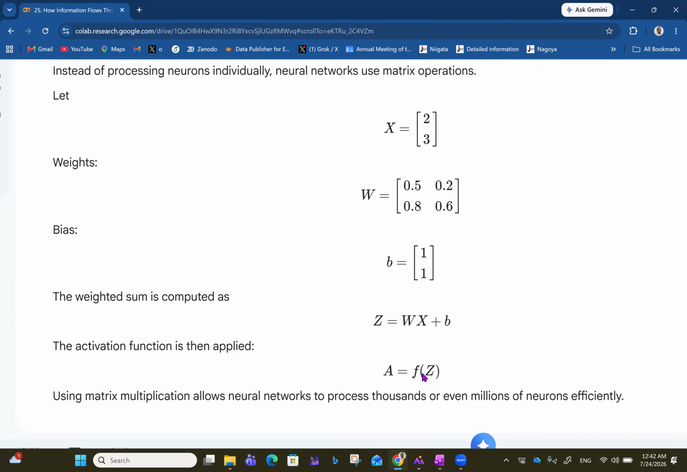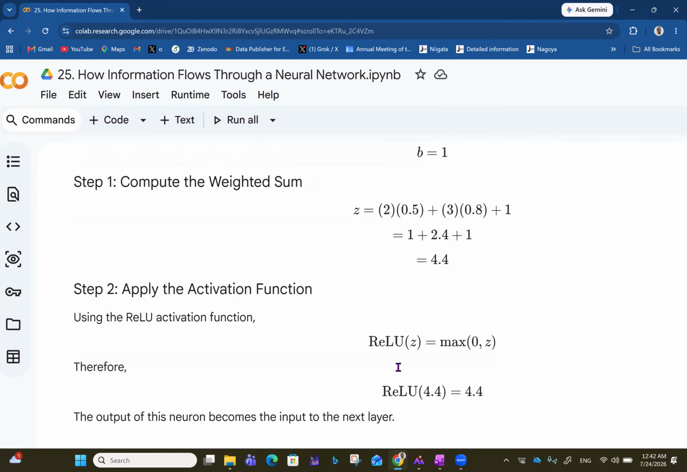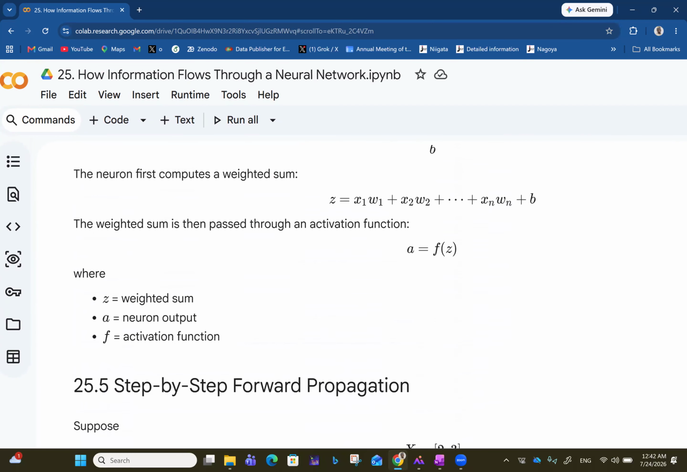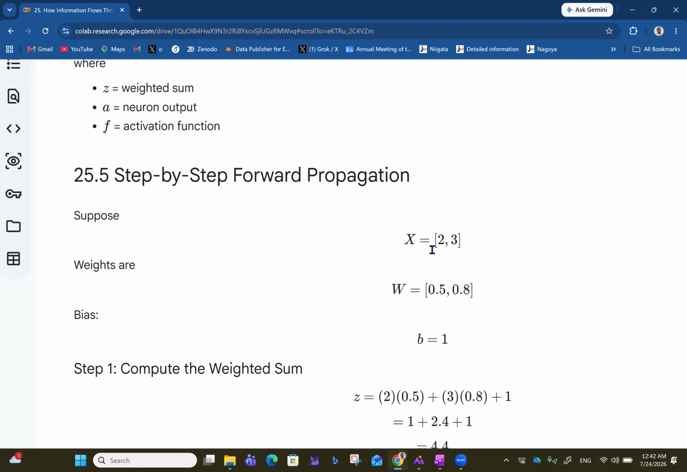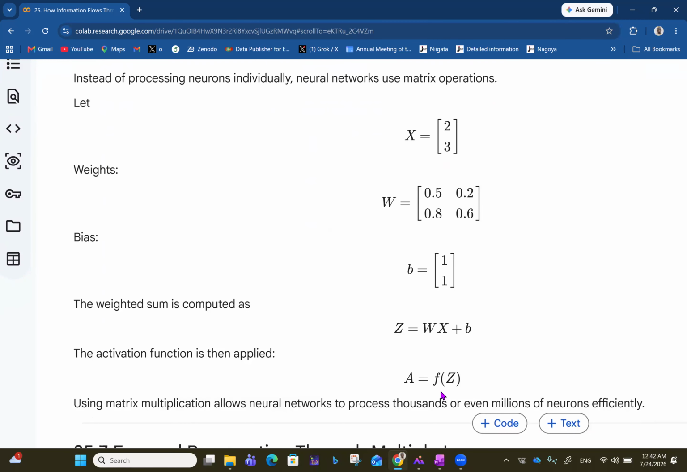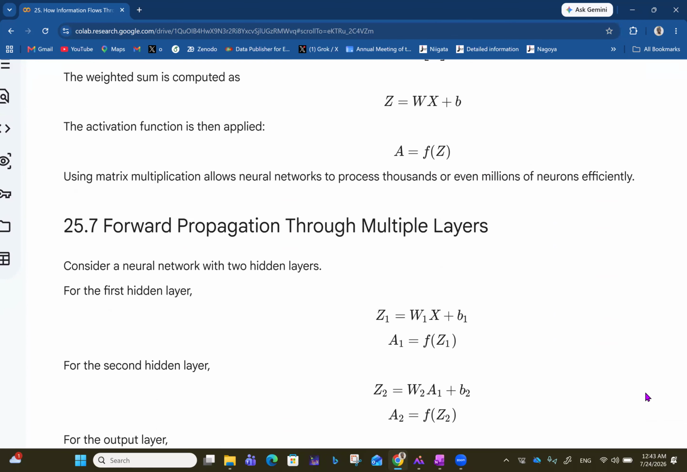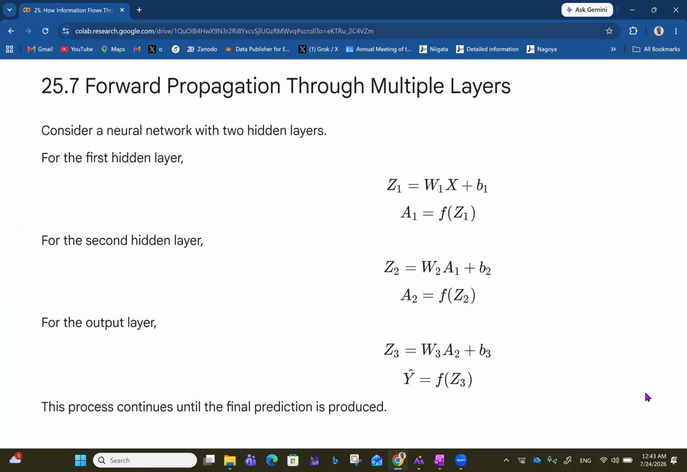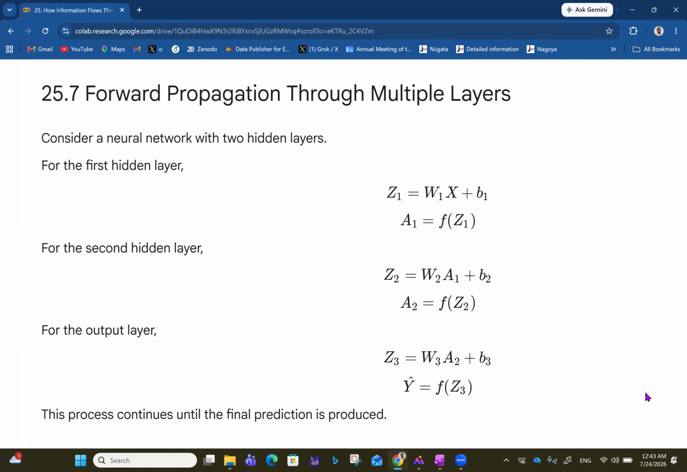Then the activation function is applied, so you get A. Now we are talking matrix, so that's why it's no longer small a like what we had before. Here, we had a small a right here. But now we're talking in terms of matrices. The A becomes big A because this A now is a matrix. Using matrix multiplication allows neural networks to process thousands or even millions of neurons efficiently. In fact, the whole idea of coding is based on the idea of matrices. So you can represent things as arrays and vectors and all of that, and then you can deal with many things at the same time.